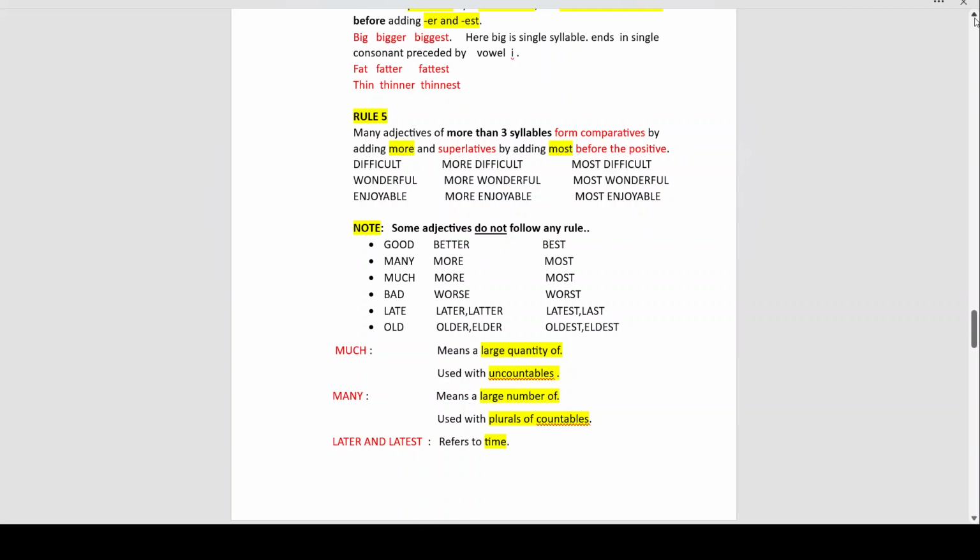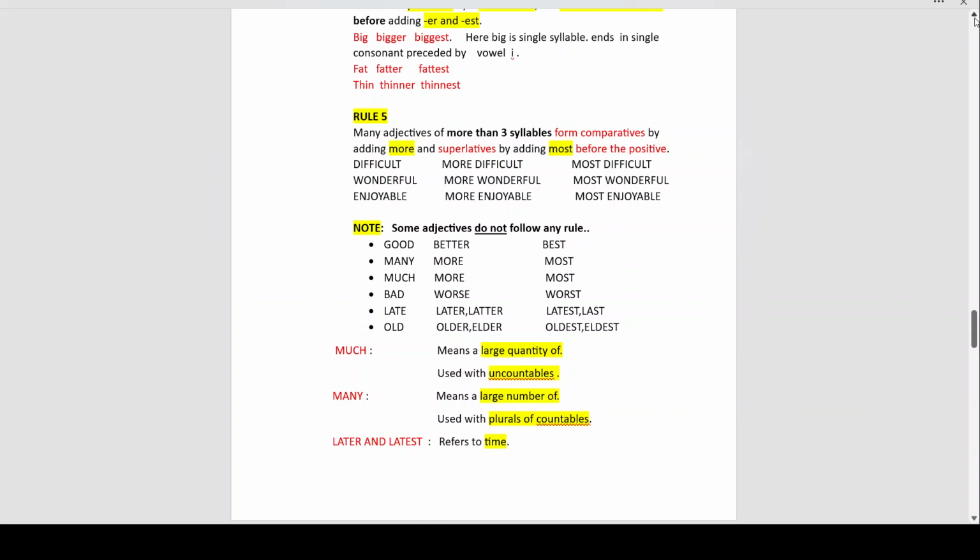Wonderful. Now we come over to the next positive. Wonderful, 3 syllables. Enjoyable. So it is made up of 3 syllables. Difficult, wonderful, 3 syllables. Whereas in big, it was just 1 syllable. Fat, 1 syllable. Thin, 1 syllable. Difficult. How many times are we opening our mouth to say the word difficult? 3 times. Difficult, wonderful, enjoyable. So, this has got 3 syllables.